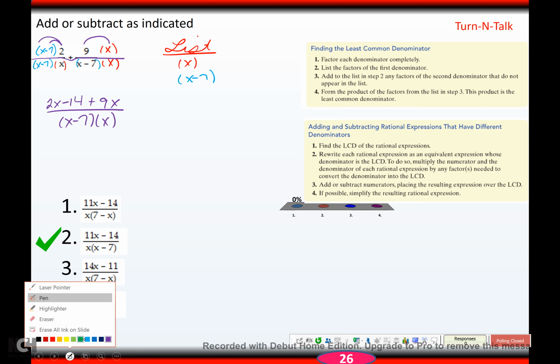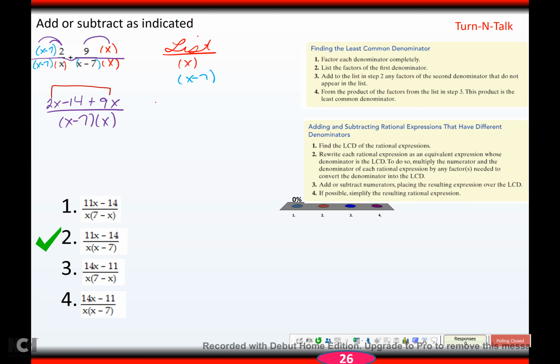Okay, and I'm skipping a few steps. I'm not writing every little thing out. Okay, I will if you need me to, but combine like terms. That's going to give me 11x minus 14 over x times x minus 7. And the order you put this in doesn't matter. The only thing left I could try and do would be to factor the top and see if it cancels with the factor on bottom, but 11's prime, they have nothing in common, I can't factor, so I'm done. Okay?